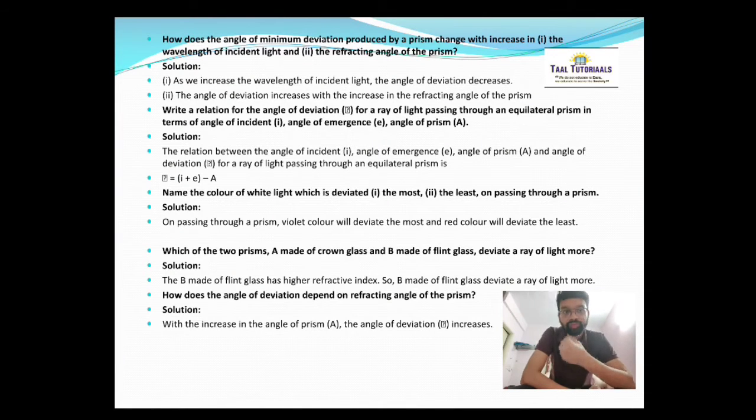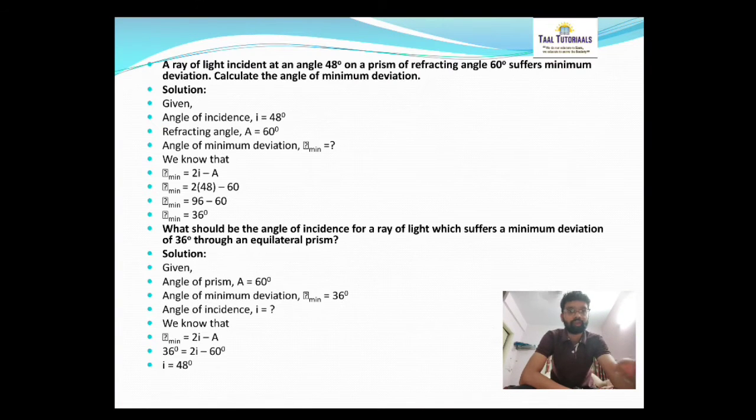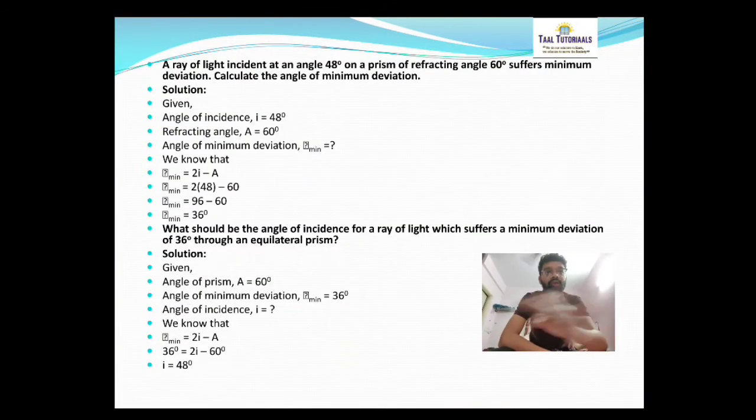How does the angle of deviation depend on refracting angle of prism? With the increase in the angle of prism, the angle of deviation, that is delta, increases. I have two numerical questions also here. First is, a ray of light incident at an angle of 48 degrees on a prism of refracting angle 60 suffers minimum deviation. Calculate the minimum deviation.